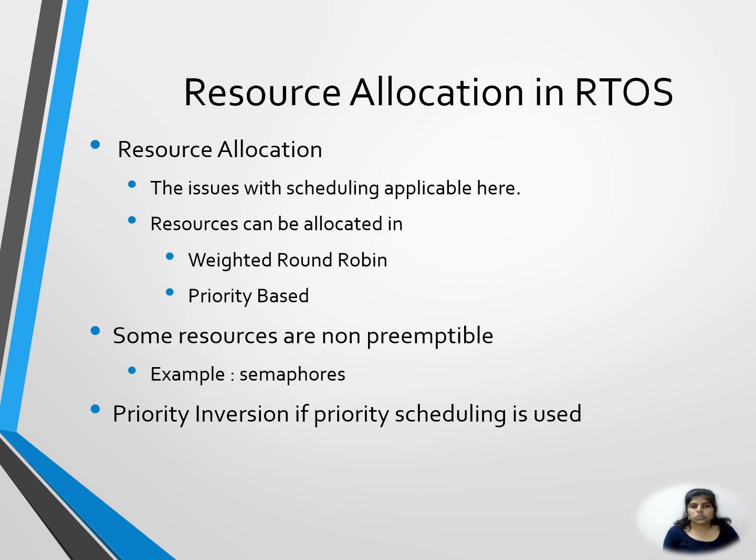Resource allocation in an RTOS: the issues with scheduling are applicable here. Resources can be allocated in weighted round robin or priority based. Some resources are non-preemptible, for example semaphores. Priority inversion may occur when priority scheduling is used.